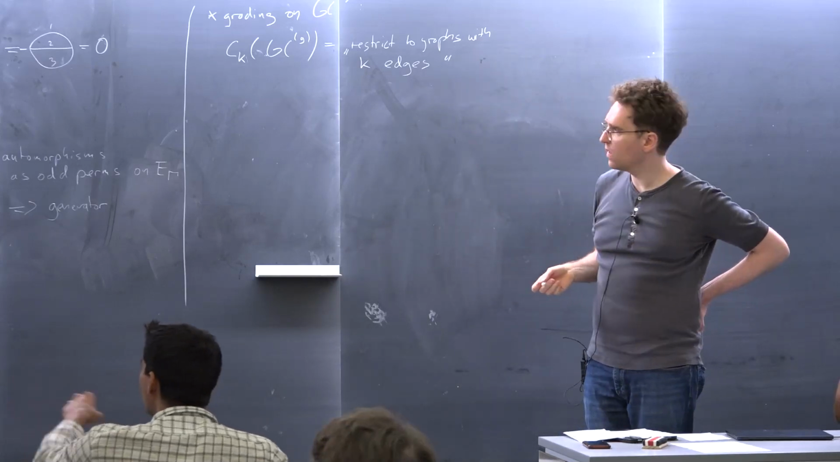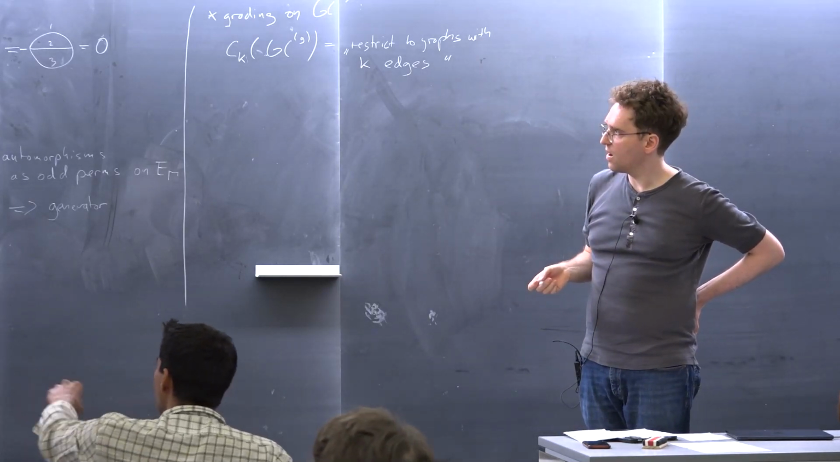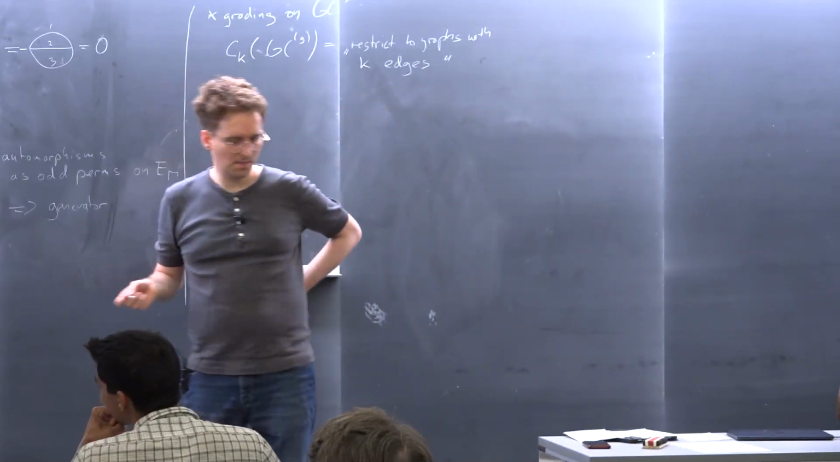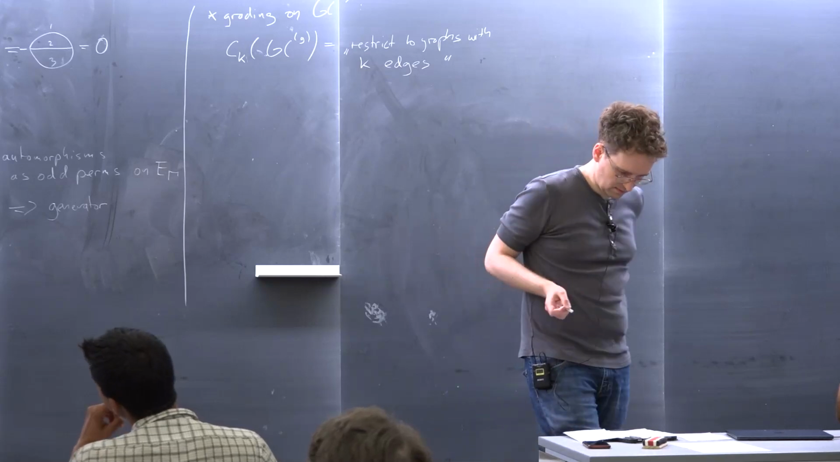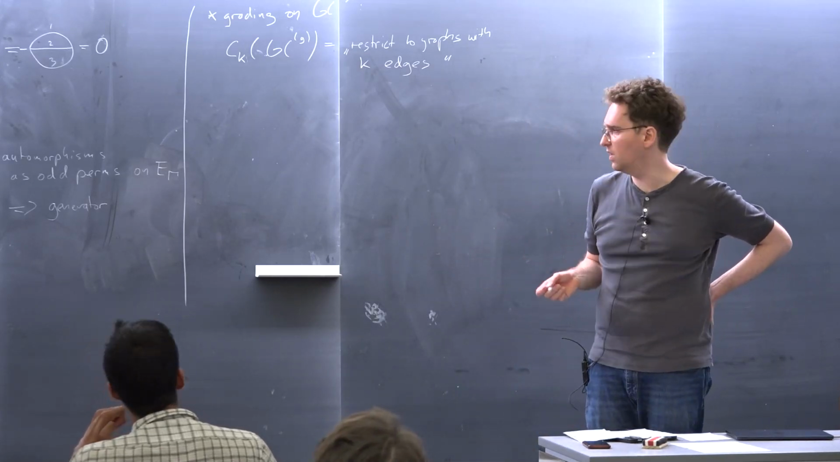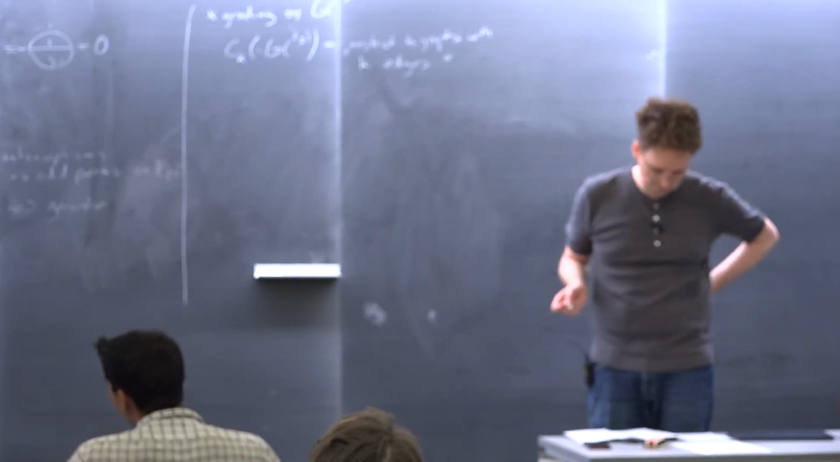Sorry, so in this definition, is it for all automorphisms pi, or all pi? For all pi. Yeah, all permutations of these edge labels.